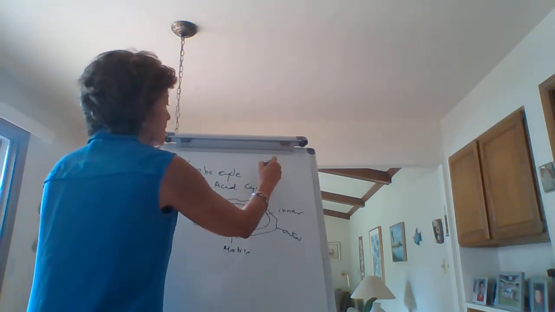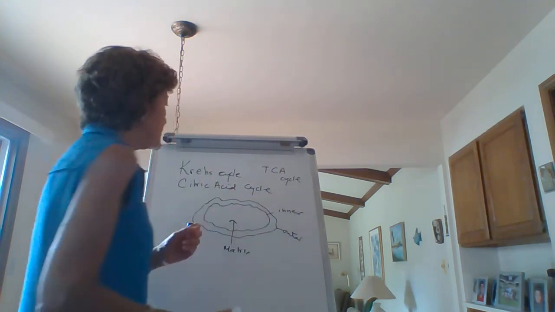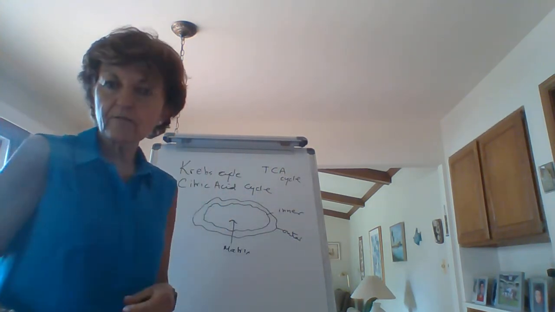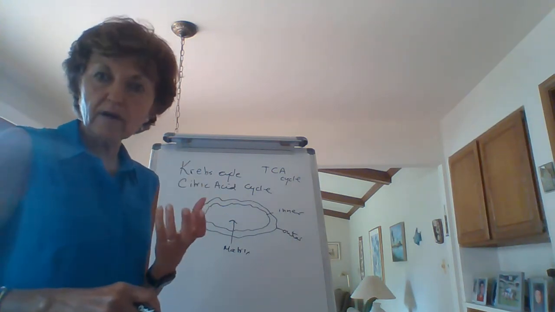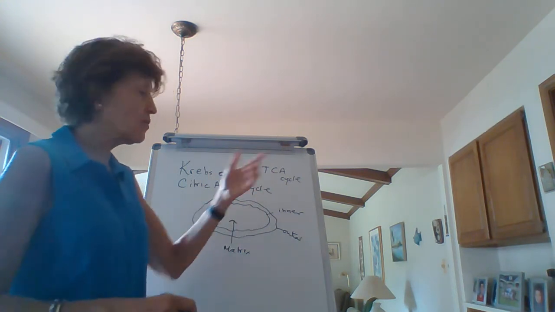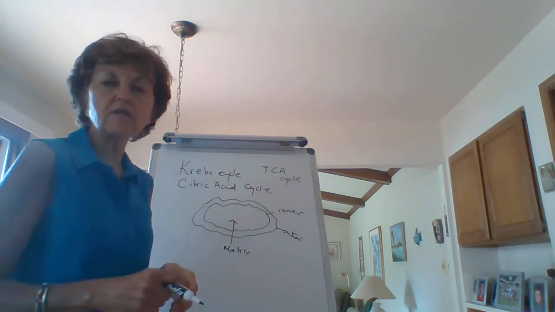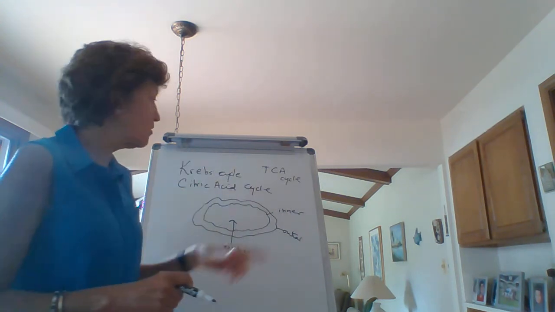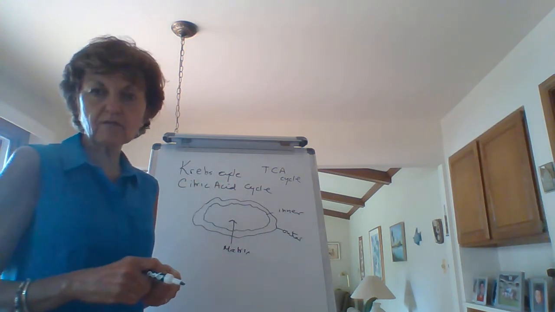or sometimes they call it the TCA cycle, at least in the olden days when I was a student. TCA standing for tricarboxylic acid, because the first product in the citric acid cycle is citric acid, and it has 3 carboxyl groups. So that's why in the olden days, they used to call it the tricarboxylic acid cycle. Krebs is the guy that discovered it. But anyway, these are 3 names of the same cycle.